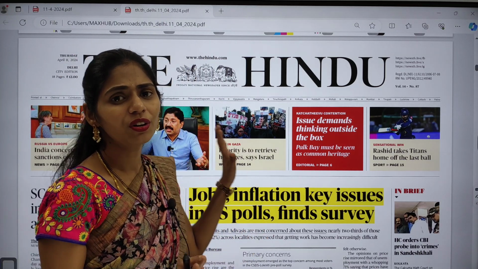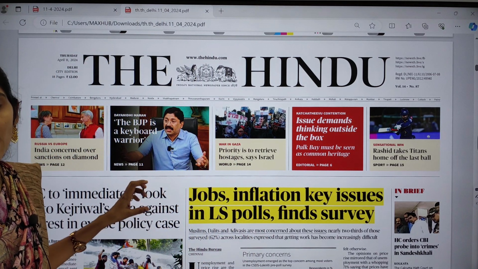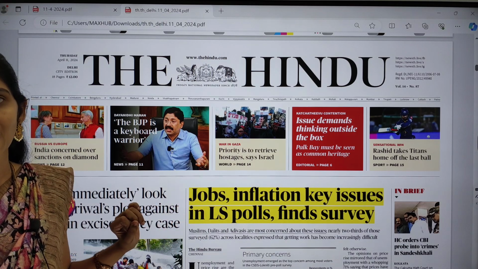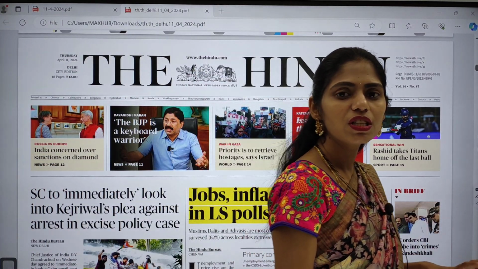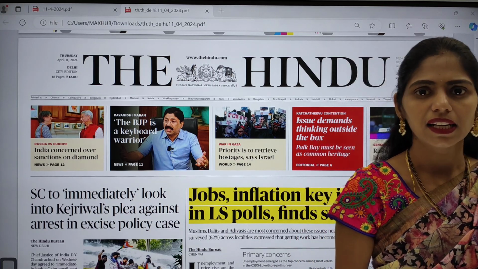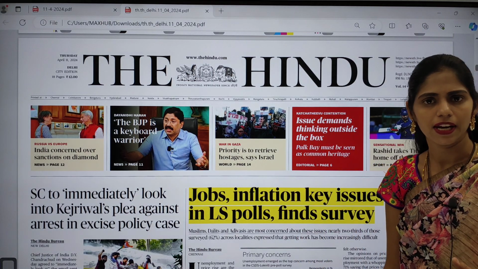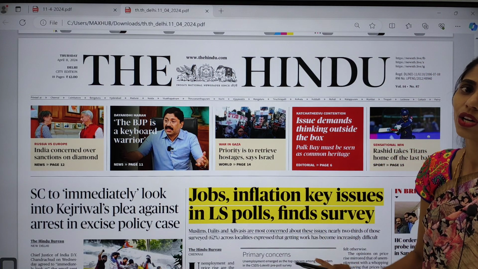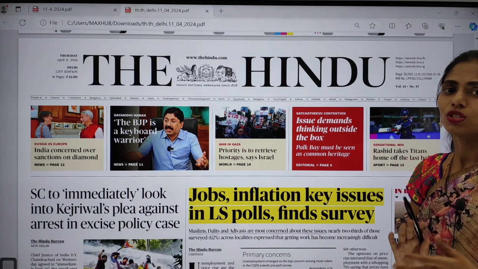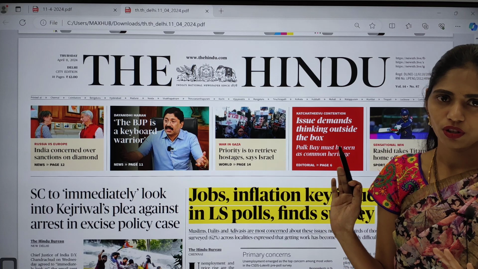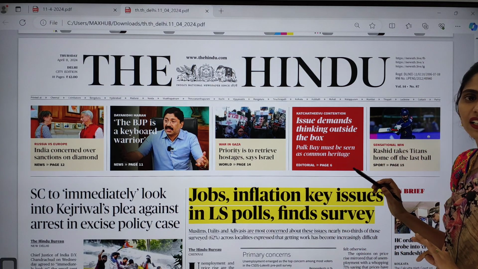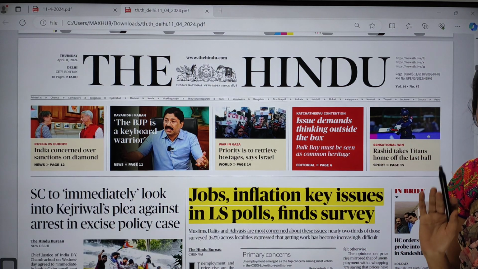Now we are going to take the PDF of The Hindu and pick out the important articles from our examination point of view. Because of the Lok Sabha elections and state elections in some states, most of the articles are political, and those articles will not be helpful for our examination. Try to pick out only the relevant articles.